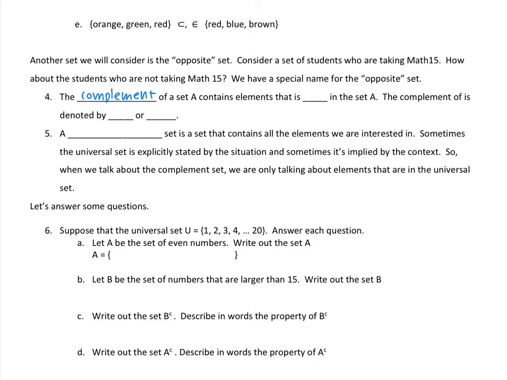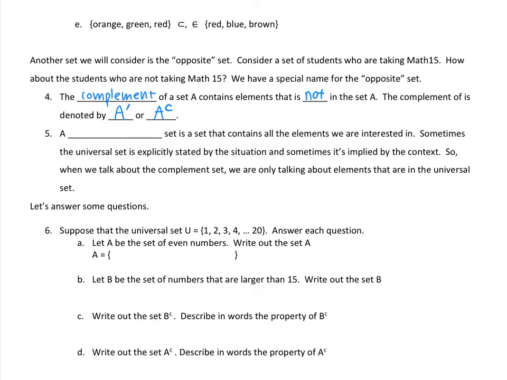So in mathematical language, the opposite is called the complement. The complement of a set A contains the elements that are not in the set A. The complement is denoted by A with a little dash, or A with a superscript C. So sometimes you see me write it as A with the little dash, or A^C, for complement.